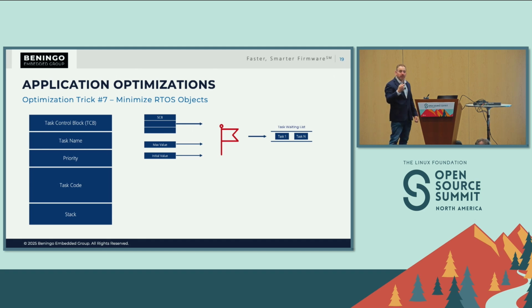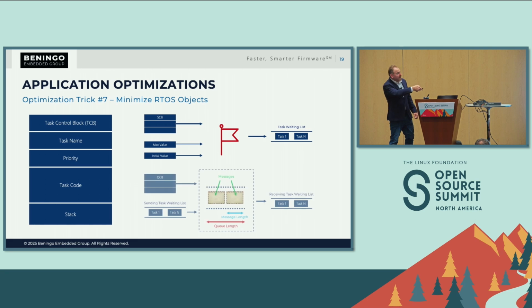Every semaphore you create, every message queue, every worker queue, everything that you create is going to need some type of control block that's going to allocate memory. And with all of these objects, over time, there's overhead associated with using them. So you just have to be cognizant that these things exist and that they could potentially affect the performance of your system. Sometimes just minimizing the number of RTOS objects you have can make a difference in how well your system actually operates.